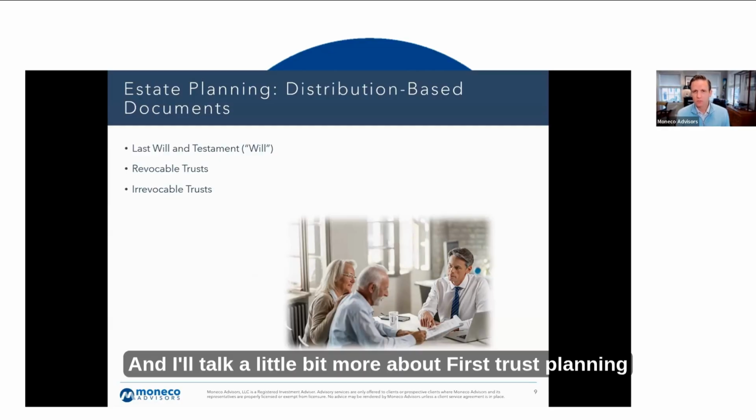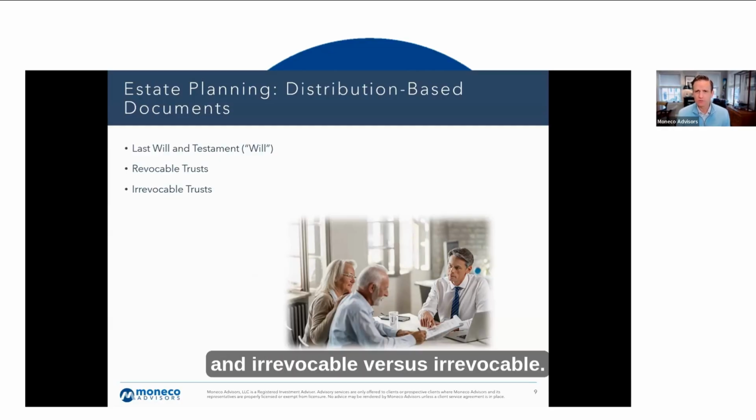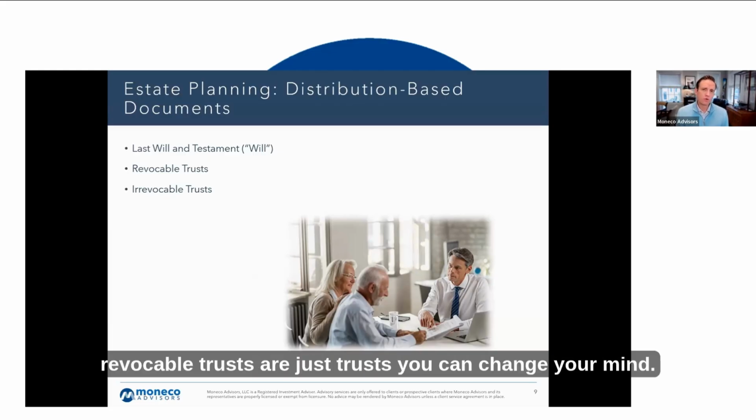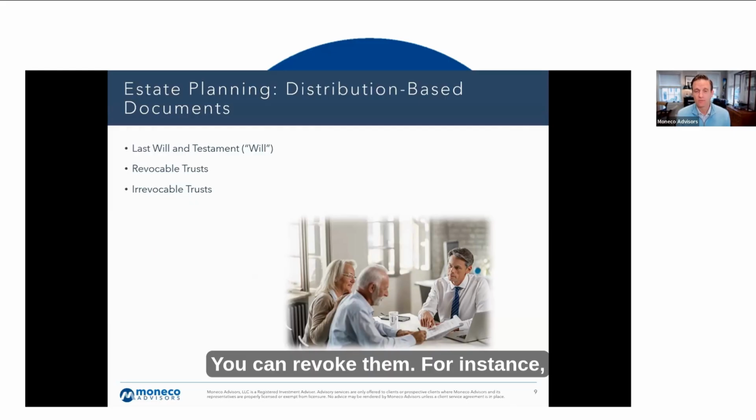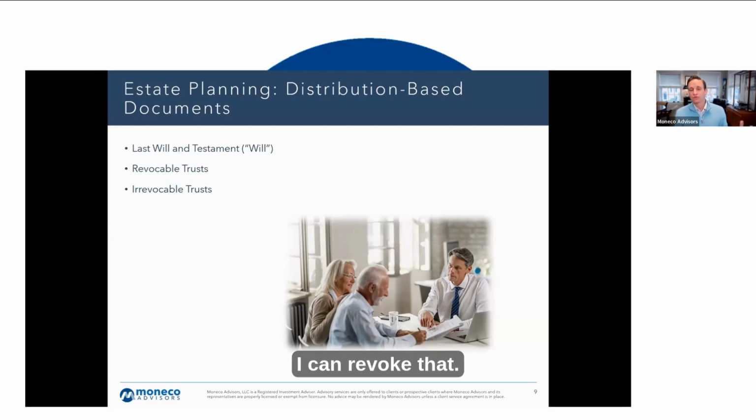I'll talk a little bit more about trust planning and revocable versus irrevocable maybe a little bit later on. That's 201 estate planning. But at a high level, revocable trusts are just trusts where you can change your mind. You can revoke them. For instance, I wanted to create a trust to put my house in. But if I sell my house, I want the money back so I can go retire, buy a ski house or something fun, right? I can revoke that.